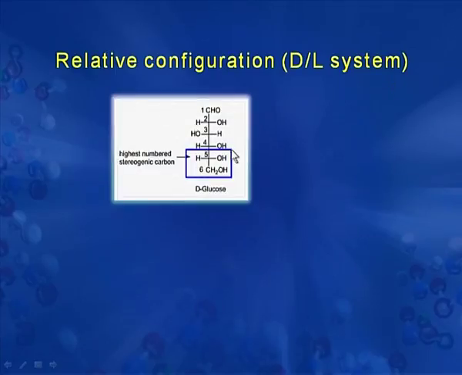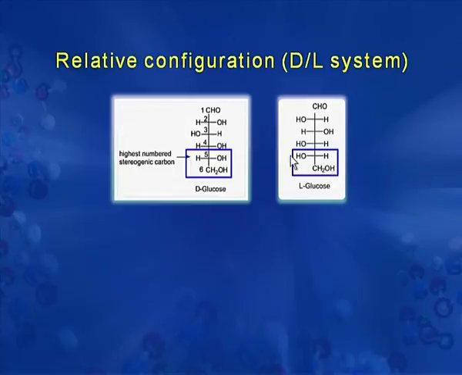Let us see it with the help of the example of glucose. This is the configuration of glucose, and we start numbering 1, 2 from the aldehyde side, and this is number 5, the lowest asymmetric carbon atom, or highest numbered stereogenic carbon atom, and it has the hydroxyl group on the right side. So that is why this particular isomer of glucose is represented as D-glucose. Similarly, its enantiomer has hydroxyl on the left side, and it is represented as L-glucose.